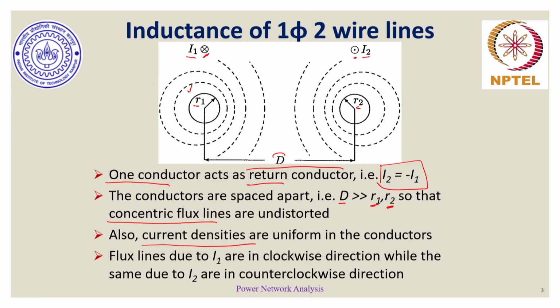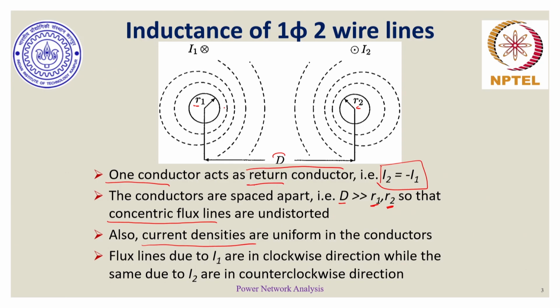They still remain concentric. And as I mentioned, current densities are also assumed to be uniform because of this idealistic condition. Considering the flux lines because of currents I1 and I2, since I1 is into the plane of the slide, by the right hand rule, if the thumb points into the plane of the slide, the fingers would curl in a clockwise direction.